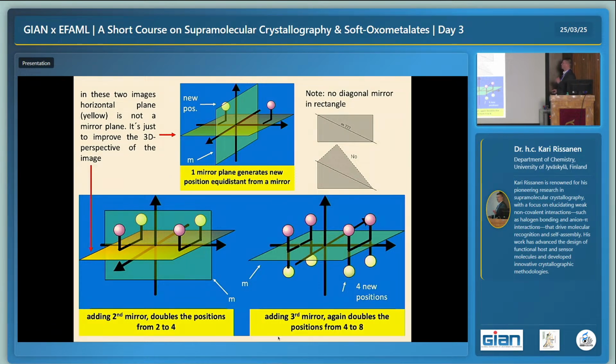Okay. Now examples. So here we have a plane. This is the base plane, and this is our starting atom, and we place here a plane which is perpendicular to the plane where it's sitting. So there will be a new position on this side, of course. One plane creates a position equidistant from the mirror. Now, if we add another plane, along this axis, it will reflect both of these on this side. So now each of them will have a new pair, like this.